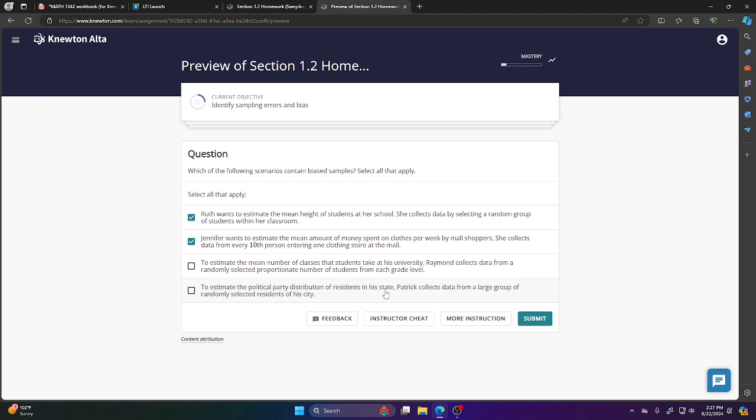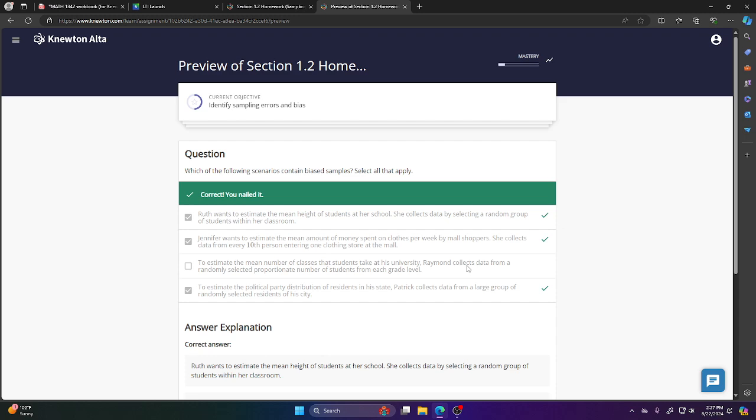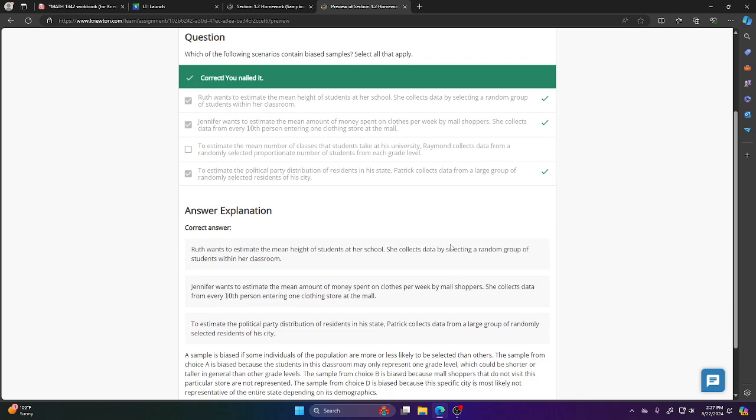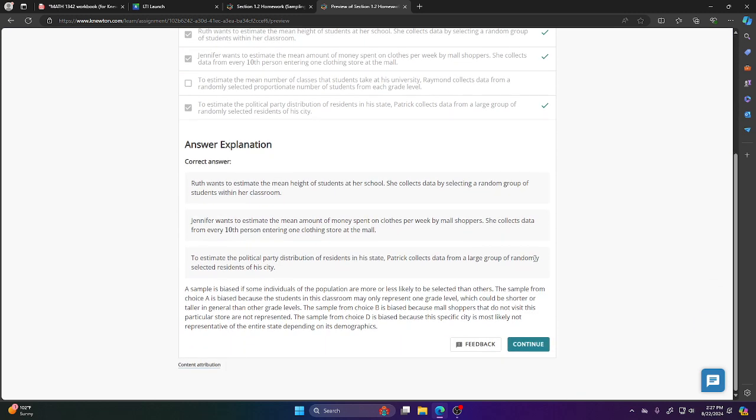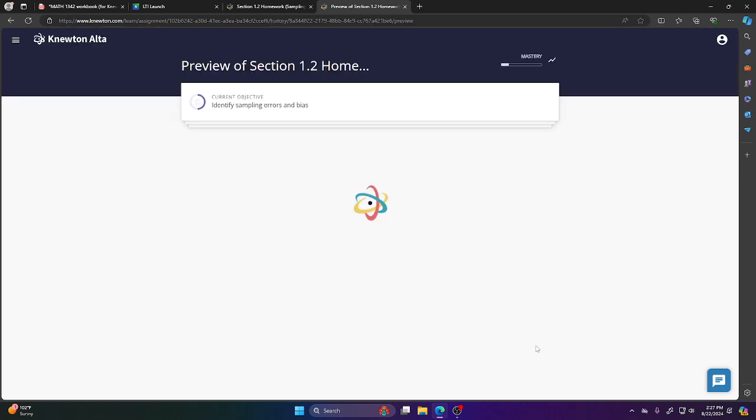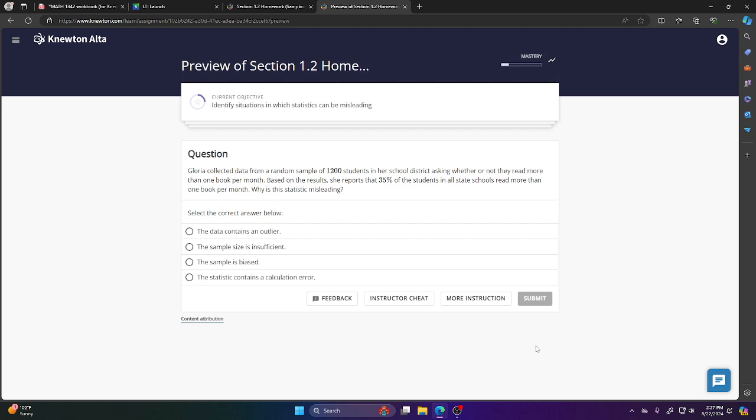And finally, political party distribution, collects data from a large group of residents in the state and city. Oh, whoa. You see it? Keep Austin weird. So is that bias? Yeah, that's bias. Y'all have heard "keep Austin weird," right? I'm just making sure that makes sense to y'all. I'm not trying to keep Austin weird. I don't even go to Austin, but my point is that we've heard that, right? And it rings in our brains.